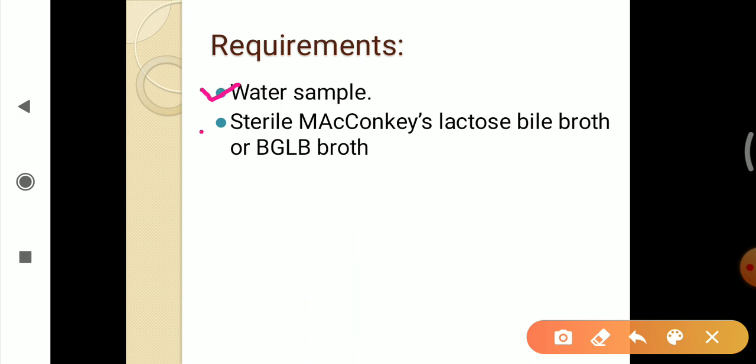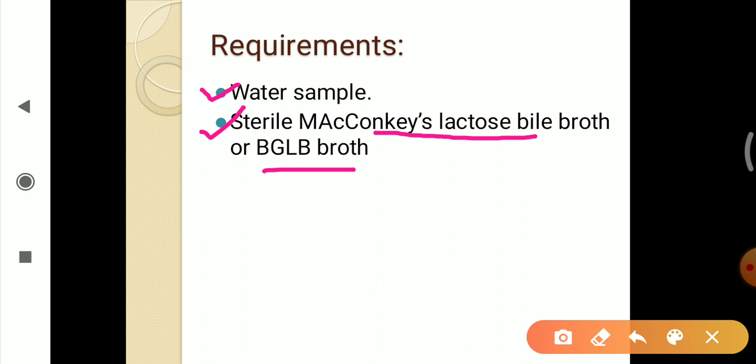And the second most important thing, we require sterile MacConkey lactose bile broth, or we can also take BGLB broth, that is brilliant green lactose bile broth, either one. To perform the Eijkman test, we require the water sample and MacConkey lactose bile broth or BGLB broth. Before we go further, we should know about the composition of the MacConkey lactose bile broth and BGLB broth.